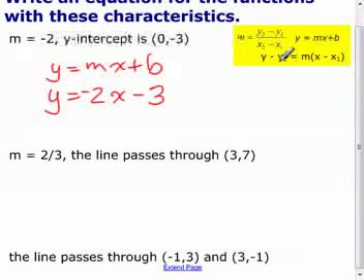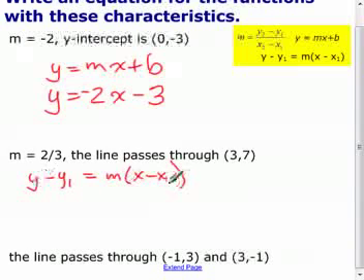Here's a point, (x1, y1). And it gives me my slope right there. So if I plug these numbers in for those spots, I should be okay. Let's try it. y minus y1 equals m times (x minus x1). Always a good idea to write your formula down first.